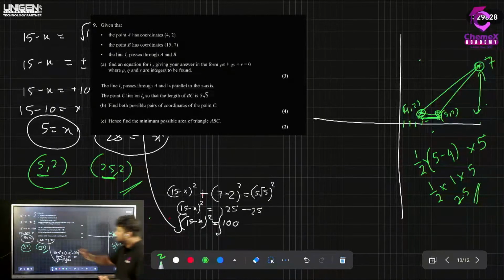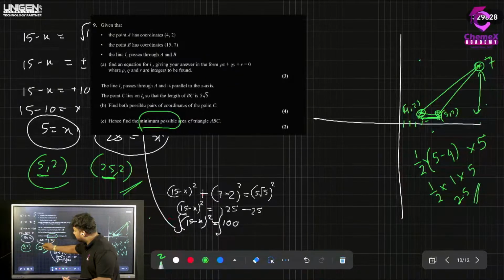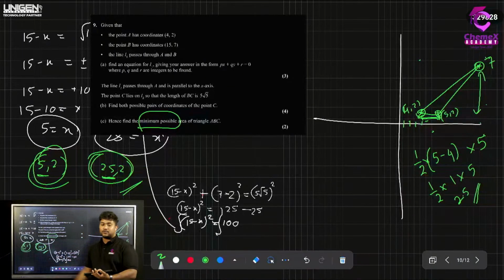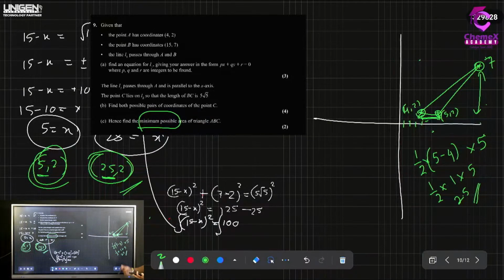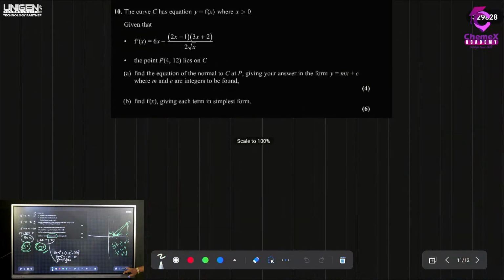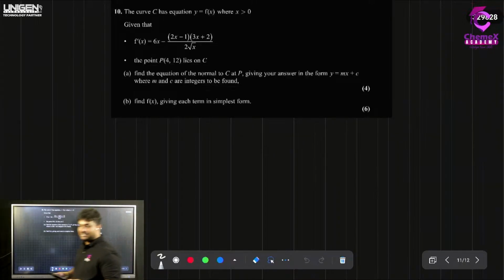So for this, they have said minimum. That is why I took 5 2. If they ask maximum, you can take 25 2 because the highest value of C is 25. So I took 5 2 because they are asking minimum. Okay. Any doubts? So, one before the last question.